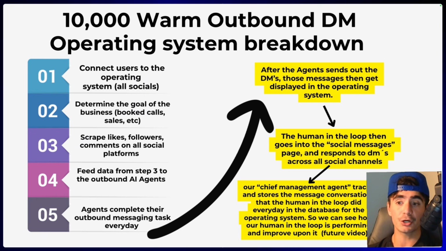Then we can hire human in the loops to then go inside of the social messages page and start responding to all those DMs. And then we actually track the human in the loops as well. And that's how we can improve not just the AI, but also the people that are closing on our behalfs. And then the beautiful thing about Creator OS is a network effect, because we already have multiple DM closers. And so you can literally be plugged and played right into the system.